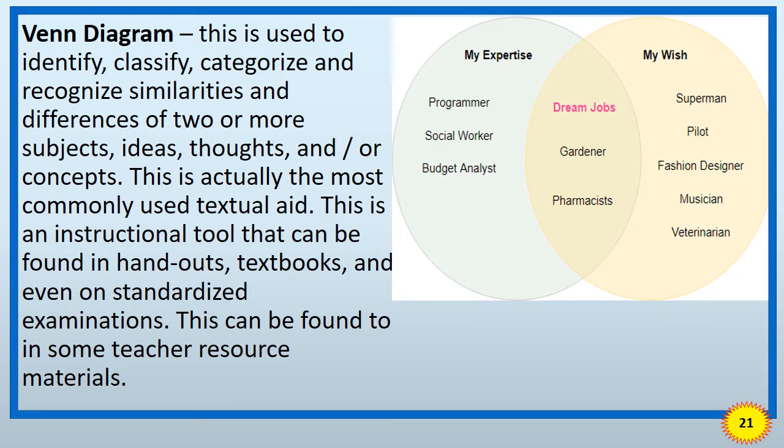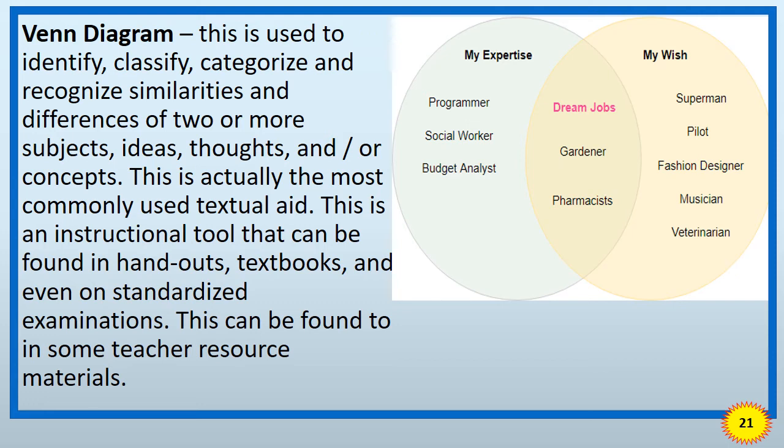Next is the Venn diagram. A Venn diagram is used to identify, classify, categorize, and recognize similarities and differences of two or more subjects, ideas, thoughts, and or concepts. This is actually the most commonly used textual aid. This is an instructional tool that can be found in handouts, textbooks, and even on standardized examinations. This can be found too in some teacher resource materials.